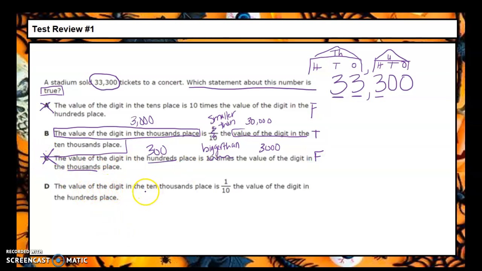All right, the value of the digit in the 10,000s, okay, so that one's 30,000, is smaller, remember when it says 1/10, smaller than the value in the hundreds, and that would be 300. So is 30,000 smaller than 300? No, that is false. So the only one that makes sense is the 3,000 is 1/10 the value of 30,000, or 3,000 is smaller than 30,000. And those cubes really, really are a helpful way to do this.